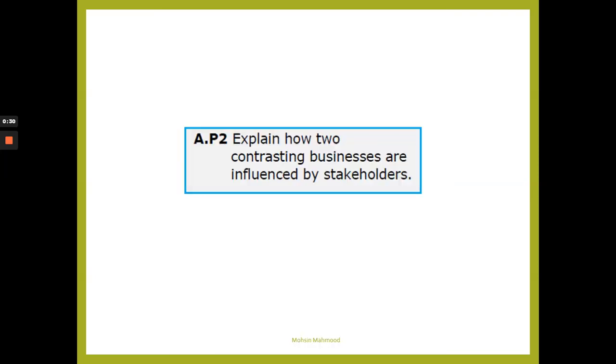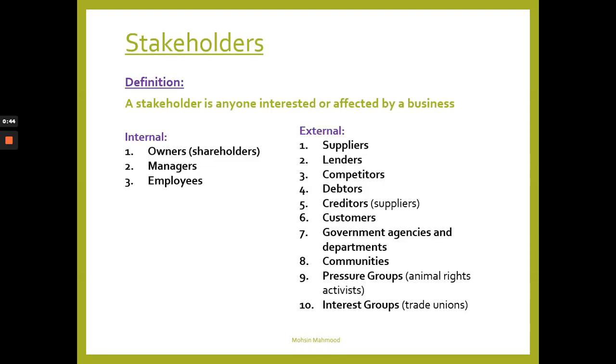So again, we're looking at P2, explain how two contrasting businesses are influenced by stakeholders. So the same two businesses you selected for your P1 task we'll be using for our P2 task. We'll be using them for the whole of assignment 1. So stakeholders, the definition: interested or affected by a business, or a business's activities or operations.